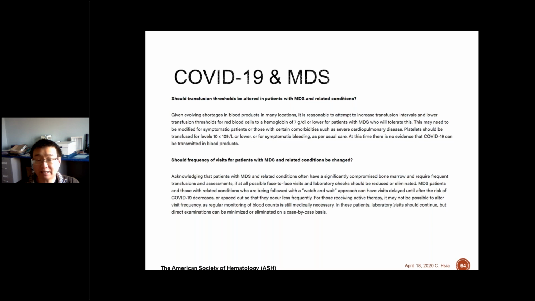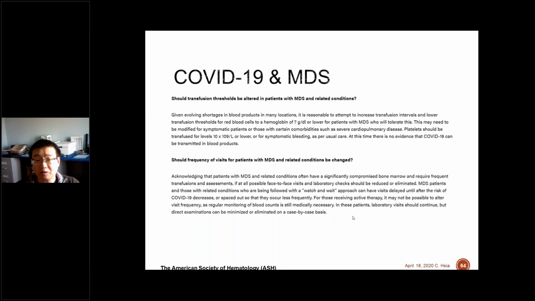For those receiving active therapy, it may not be possible to alter visit frequencies as regular monitoring of blood counts is still medically necessary. In these patients, laboratory visits should continue, but direct examination can be minimized or eliminated on a case-by-case basis.